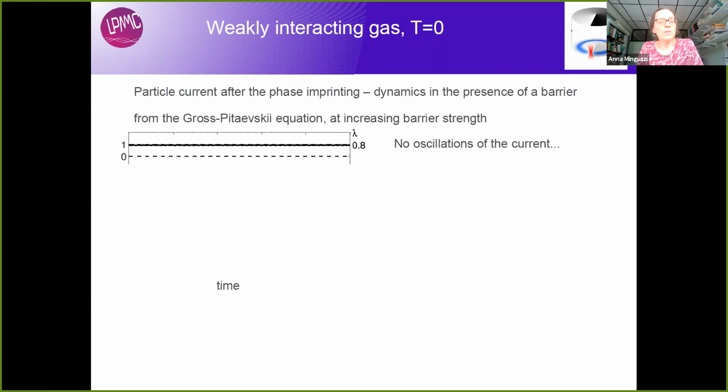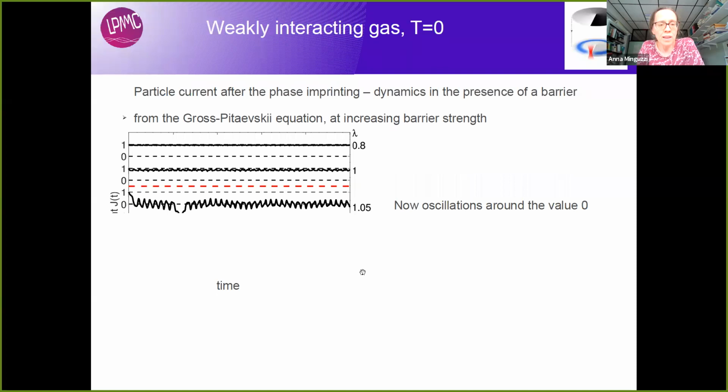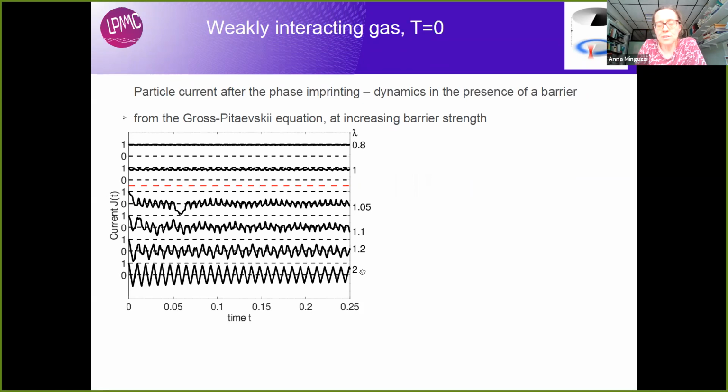Then we follow what we define as the integrated current, the average current all along the ring, as a function of time. For a very weak barrier, almost nothing happens, and we have very small oscillations around the value of the average current one. Then if you increase the barrier, at some point the oscillations start to be not around one, but around zero. And for a stronger barrier, we have very well-defined oscillations. It's a very curious triangular shape, but let me come to the shape later on.